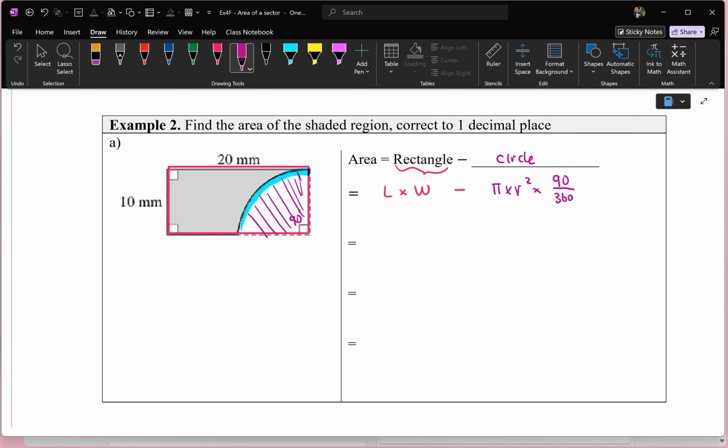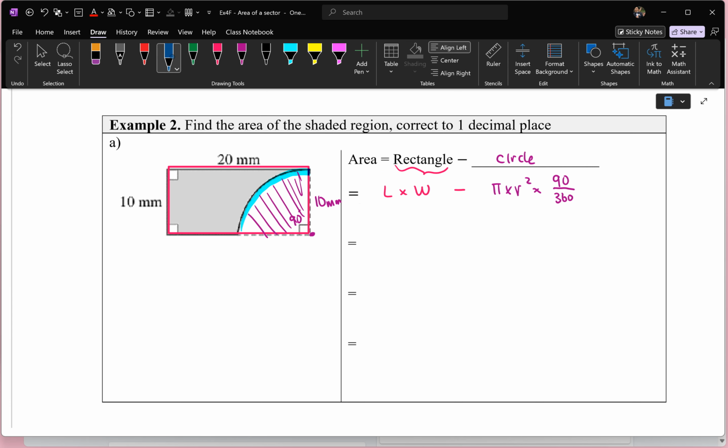The question is, what is the radius? And hopefully you can see if I drew the full circle, the radius is clearly from here to here, or from here to here is also the radius as well. So we know that a radius must be 10 millimeters. So answering the question, let's put it together.